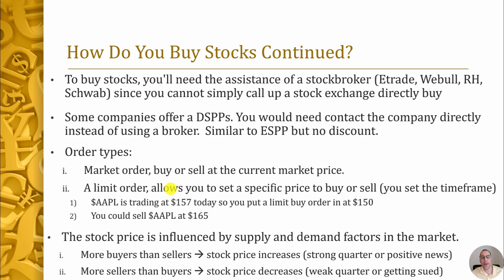It's pretty simple the way the stock price changes. It's based off the supply and demand of the market. The more buyers than sellers, that means the stock price increases. And the more sellers than buyers, the stock price decreases.